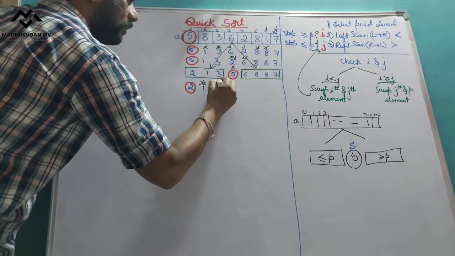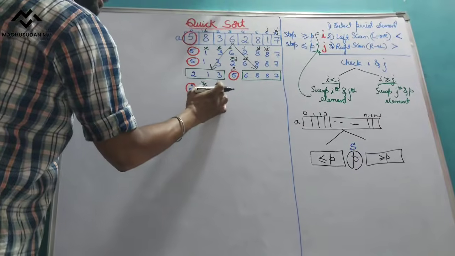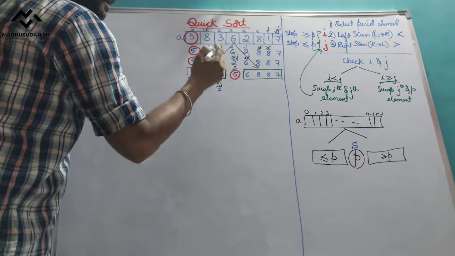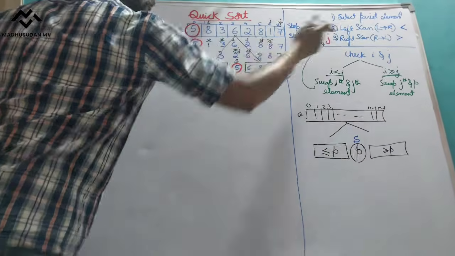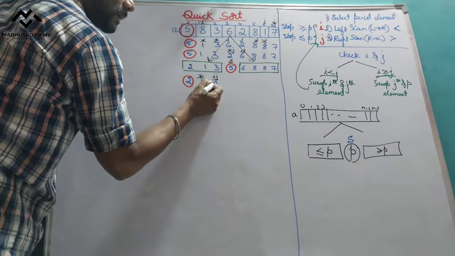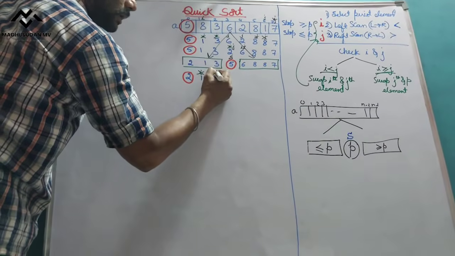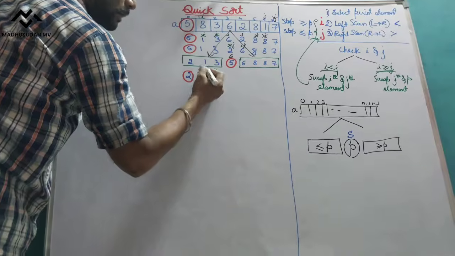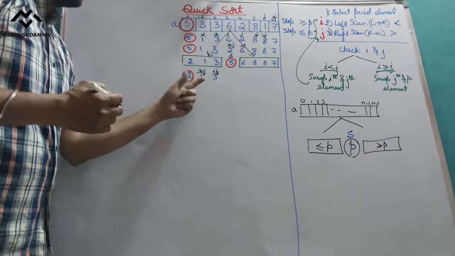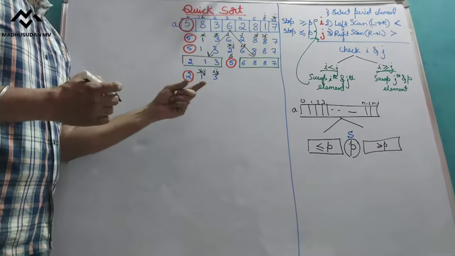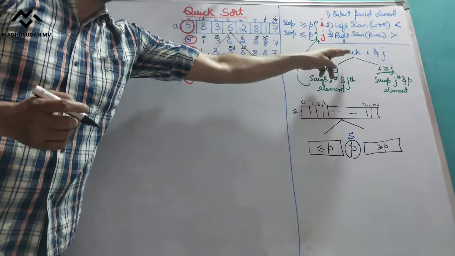After stopping this one, we need to start the right scan. The right scan we start from the last end. Here this is the last position of this subarray. Now during the right scan we are looking for greater. Is the jth element greater than the pivot element? Yes, so continue the right scan. Now is the jth element greater than the pivot element? No, we stopped.